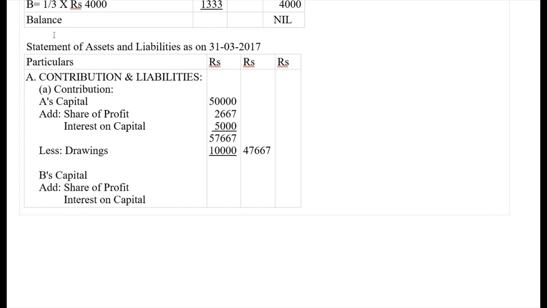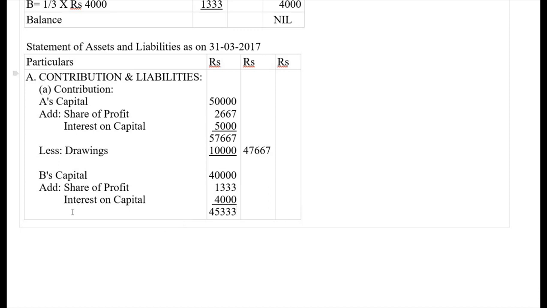So B's capital balance, which is given in the problem as rupees 40,000 here. To this add share of profit 1,333. Then interest on capital will be 4,000 here. So now let me underline here. So we should take the sum in the inner column itself. So the sum will be 45,333.